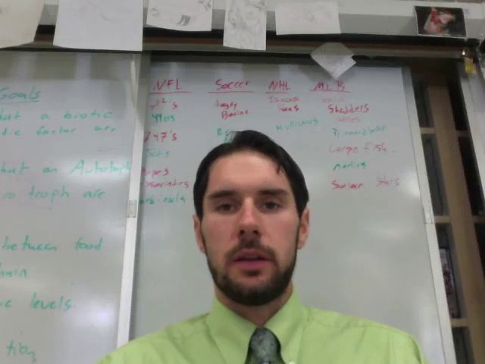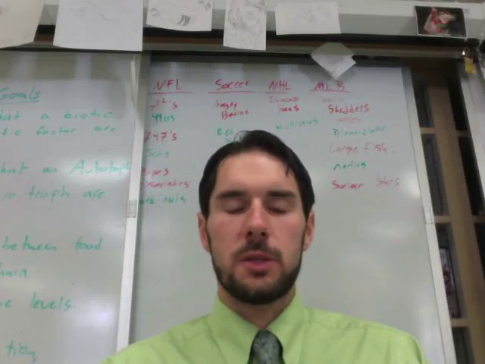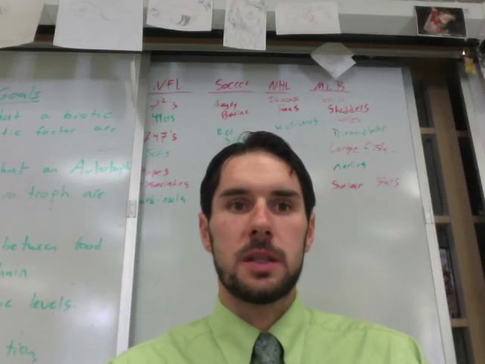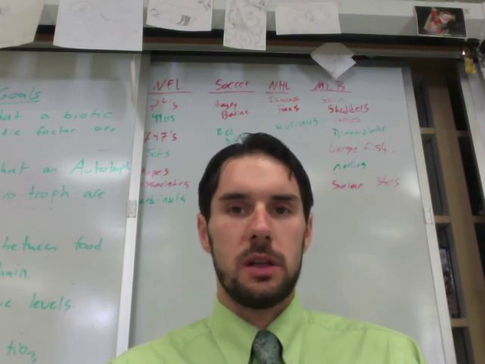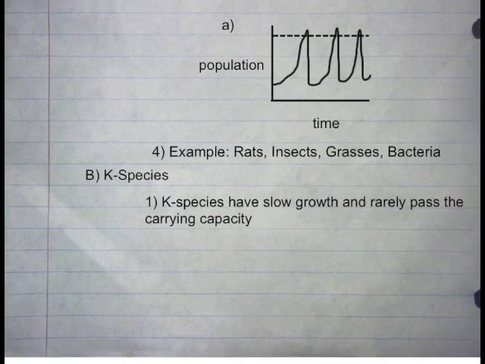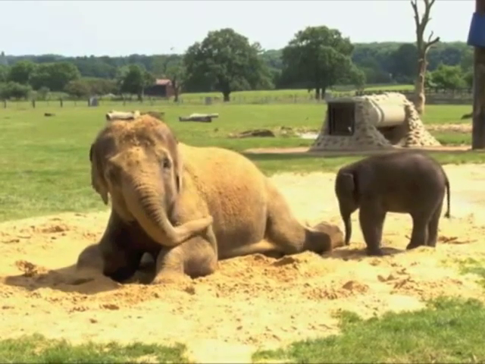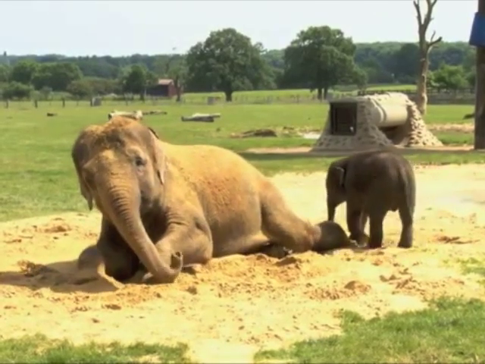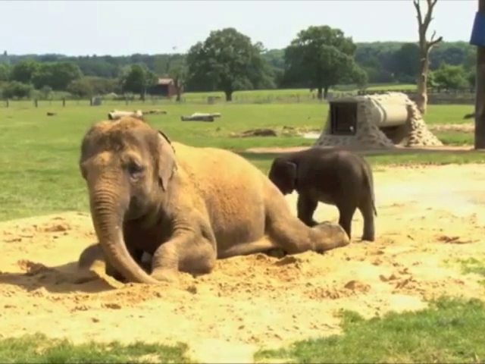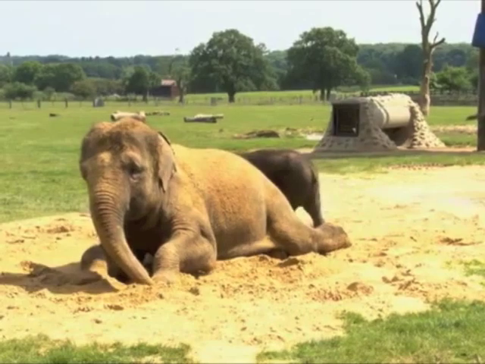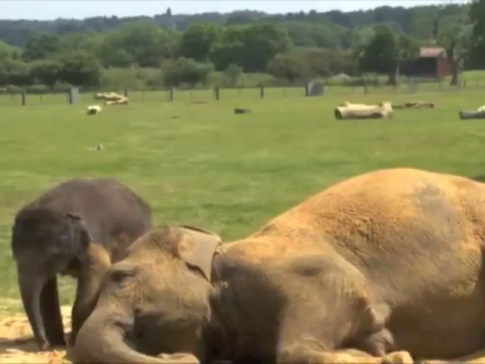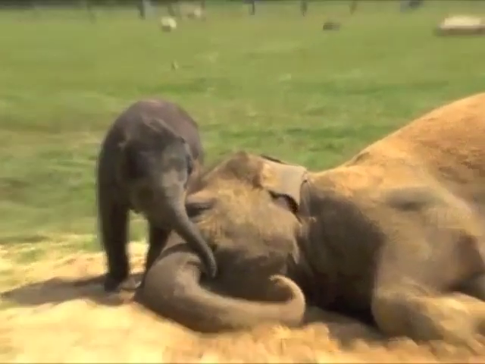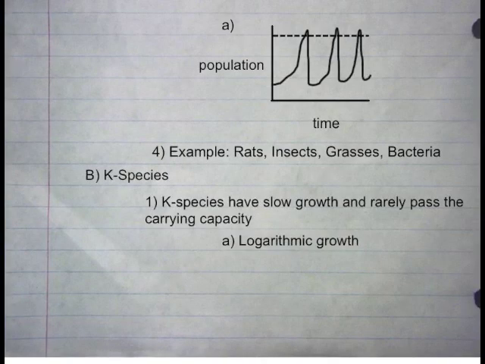Let's take a look at the opposite of this. If R species are great at growing really, really fast, let's look at the ones that grow really slowly, the K species. K species have slow growth and rarely pass the carrying capacity. These are examples of species like elephants, who, due to their size as well as the amount they eat, reproduce slowly, once every few years, and usually only giving one offspring. They're fine though, as they live for an awfully long time. This is called logarithmic growth.